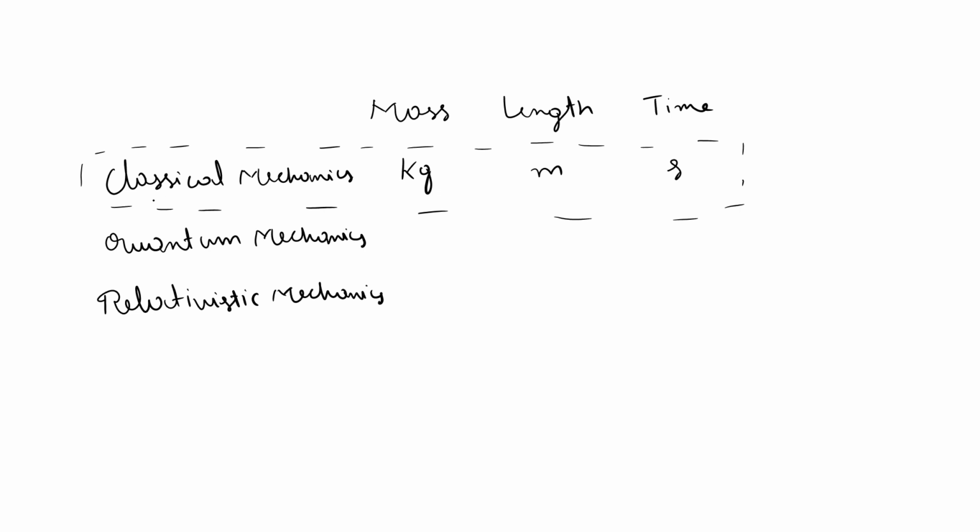When we talk about the quantum mechanical world, it's a tiny world, a microscopic world. What is the tiniest mass we can measure? The mass of the electron, which is 9.1 into 10 power minus 31 kilograms. 10 power minus 31 means 0.000...091 with thirty zeros. That's how small the mass of an electron is.